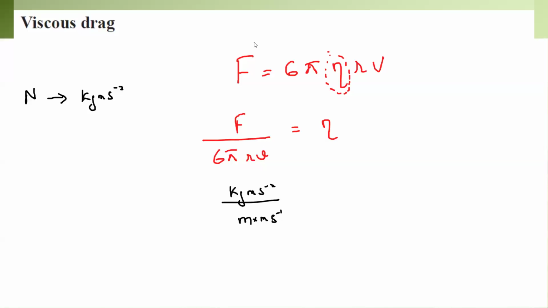When we simplify this, this m can cancel with m, and this m can move to the numerator. So it will be kilogram, and if m moves to the numerator it becomes m raised to power minus 1. Second minus 2 moves up and cancels out, so this becomes second minus 1. So the base unit of the viscosity is kilogram meter inverse second inverse. Is it clear? This one, the base unit.